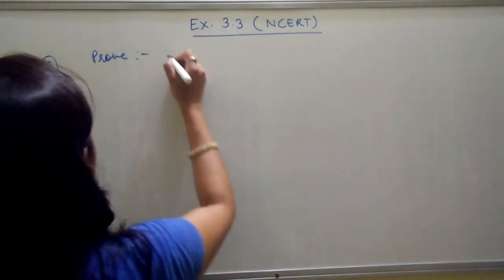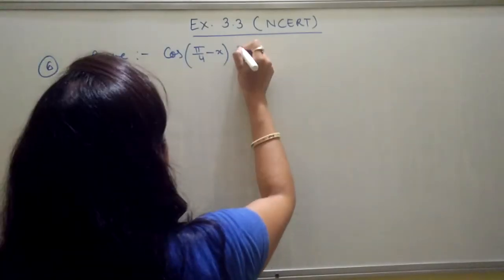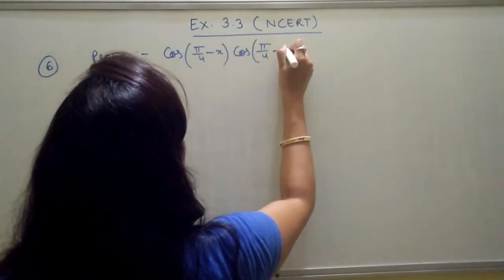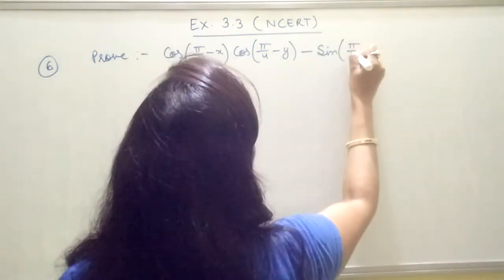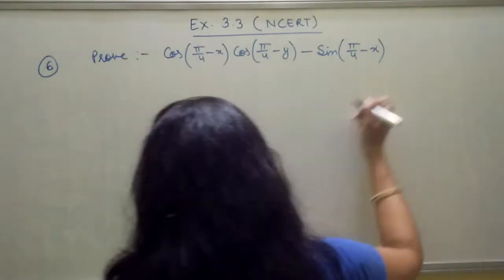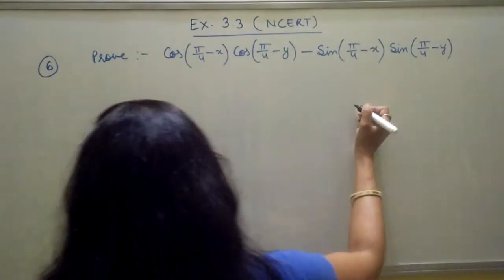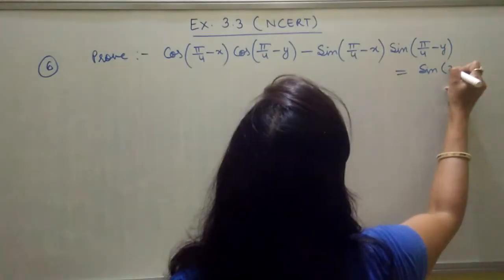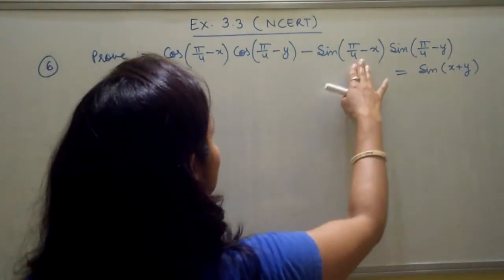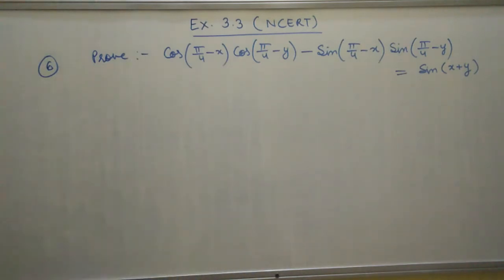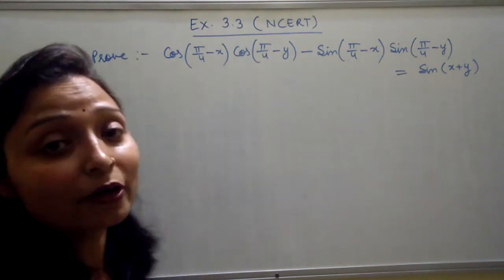What is proof? Prove that cos(pi/4 - x) cos(pi/4 - y) - sin(pi/4 - x) sin(pi/4 - y) is equal to sin(x + y). You have to prove it. Before starting this question, think about any identity suitable for it.